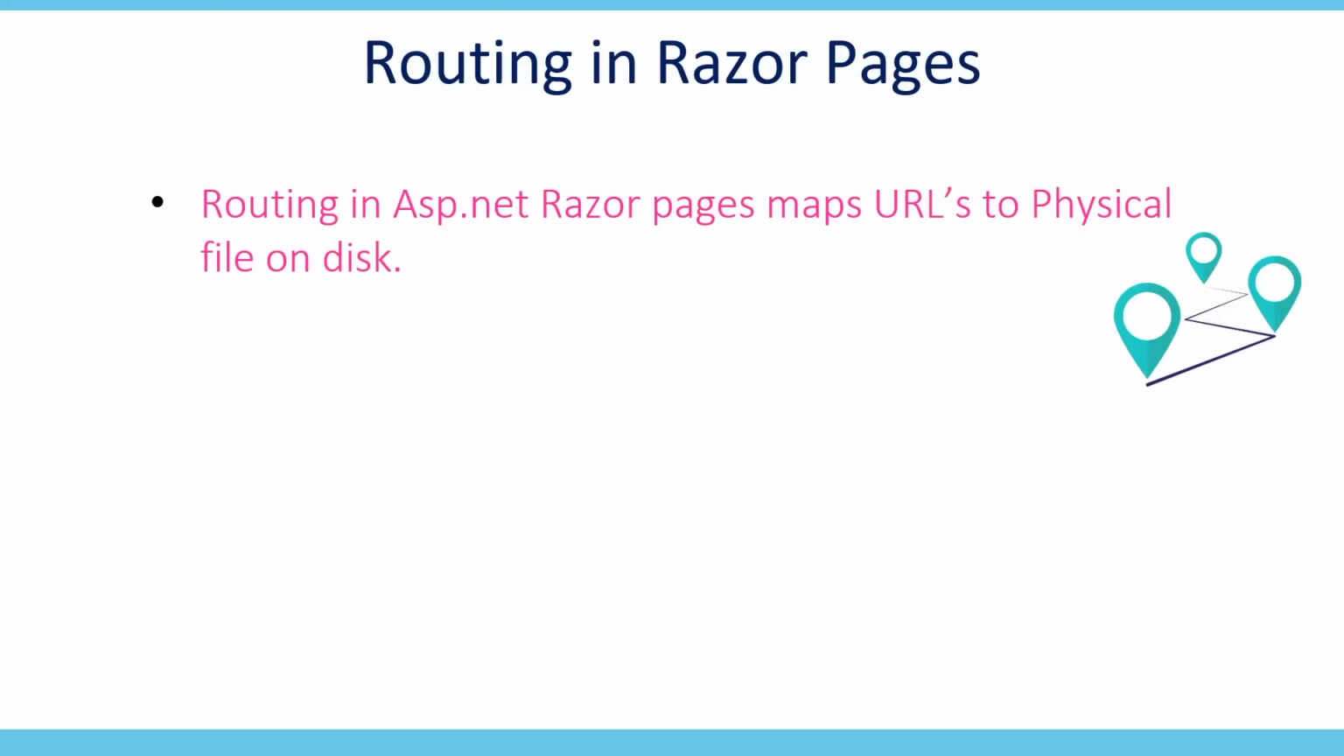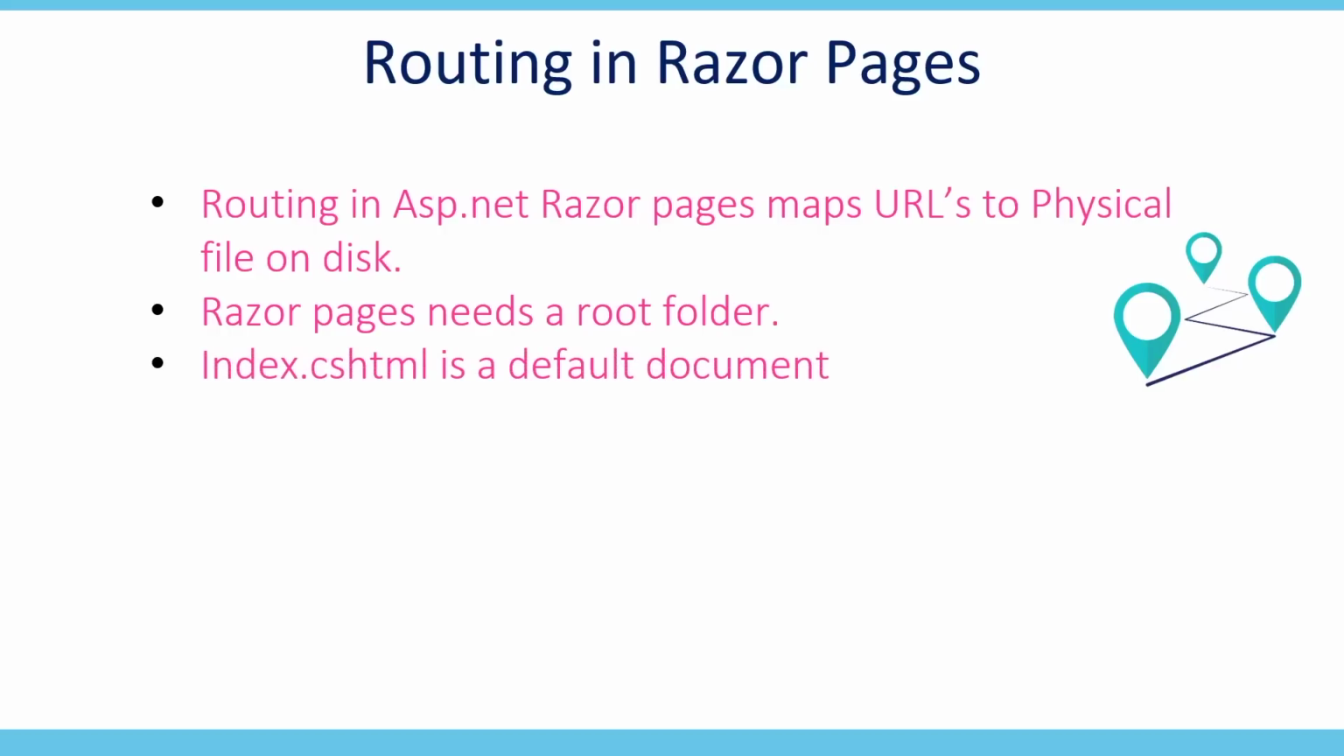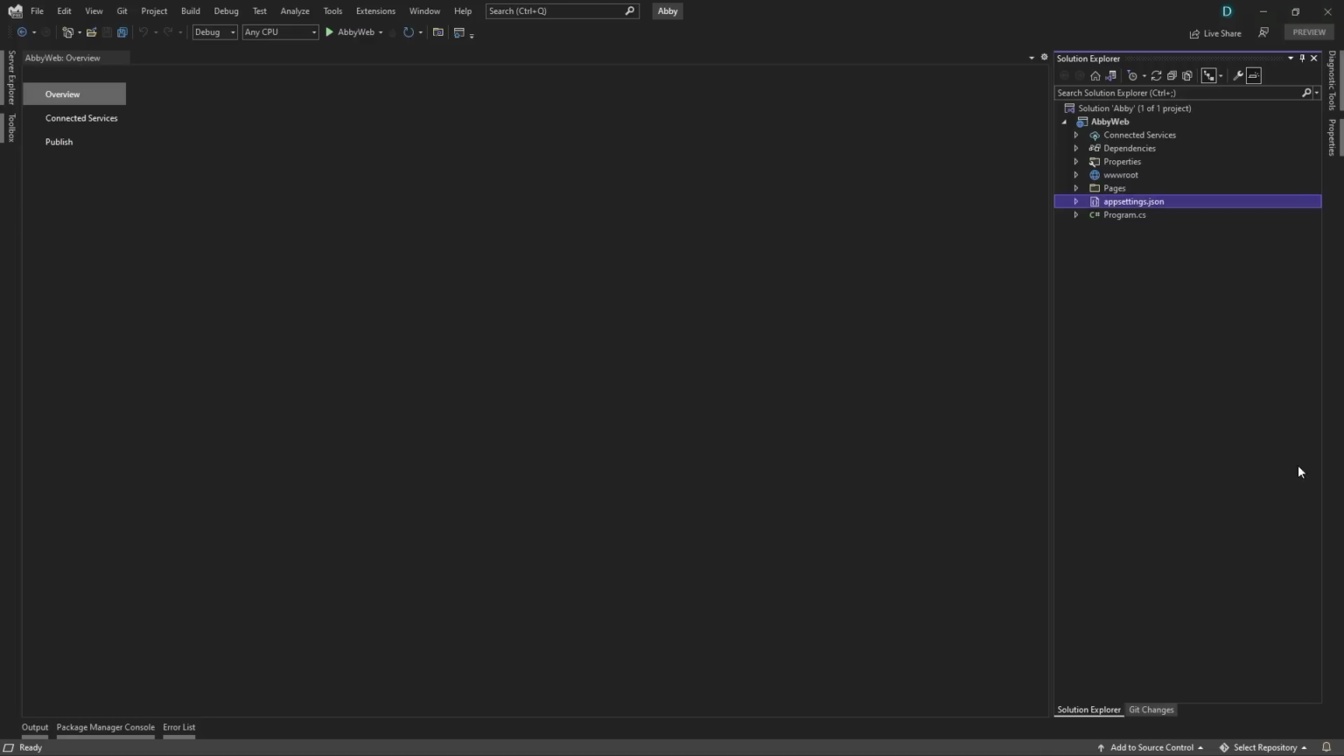Now there are some rules on how the Razor Pages framework matches the URLs to the files and how it can be customized to give different results if needed. The first rule is that Razor Pages needs a root folder. By default, the folder is named Pages and its location is inside the root folder of the web application. Also in that folder, we will have a default document which will be index.cshtml. So let's go back to our application and see this in action.